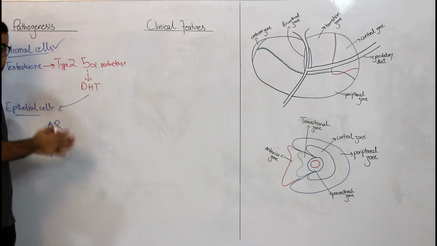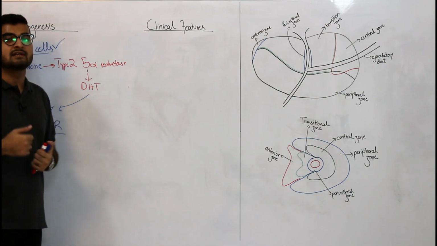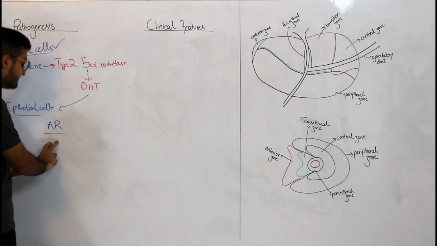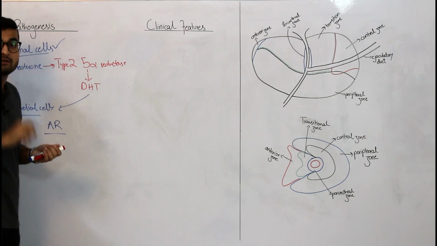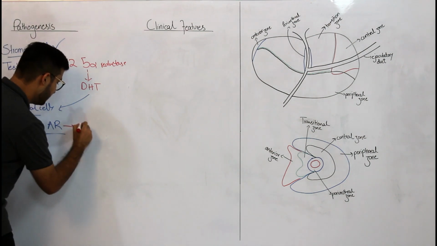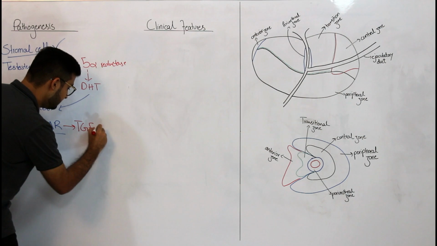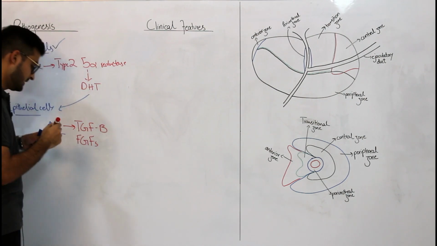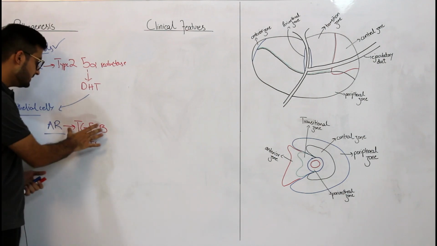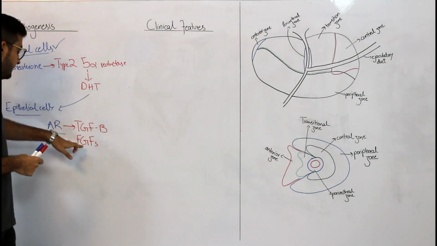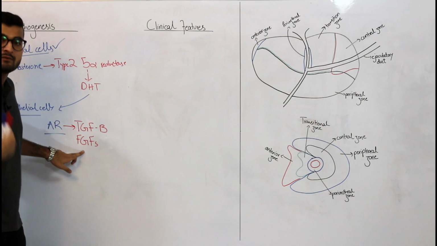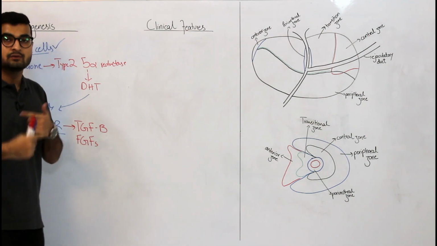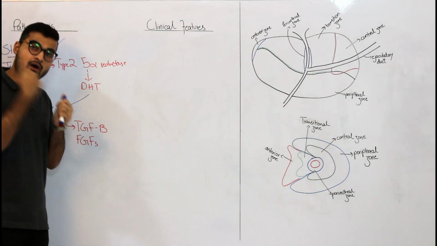When it acts on the androgen receptor, you have replication going on, and what happens is that these androgen receptors are going to make two things. They're going to make TGF beta, and they're going to make fibroblast growth factors. Now, the importance of these two things is that when you have fibroblast growth factor being made in the prostate, fibroblast growth factor leads to proliferation of the embryonic tissue.